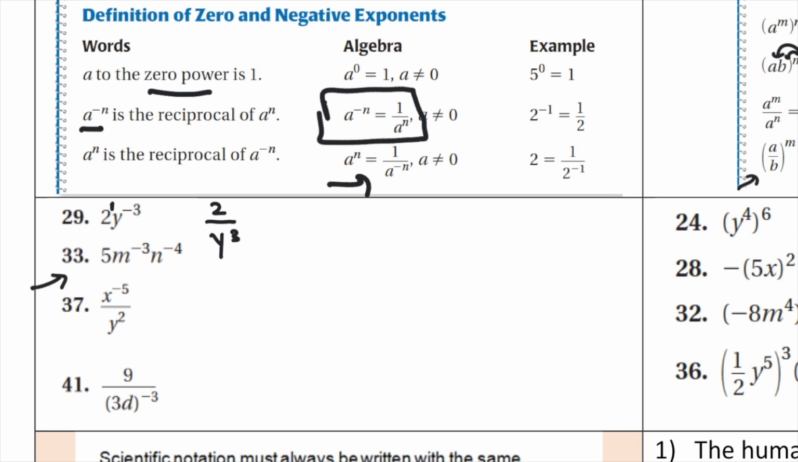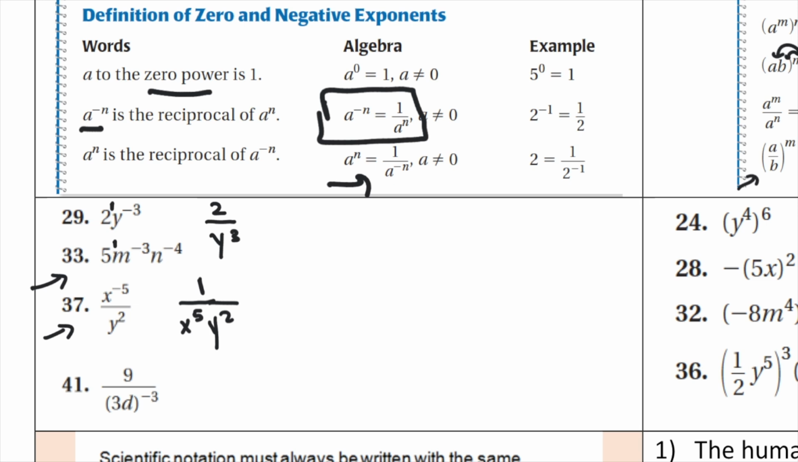So as you look at number 33, consider 5 is to the first power. Do not move it. And when we look at number 37, you can see that the exponent -5 should be moved to your denominator. So that leaves us with x to the fifth, and y squared stays right where it is. We need to fill something in. We will have a 1 in our numerator.